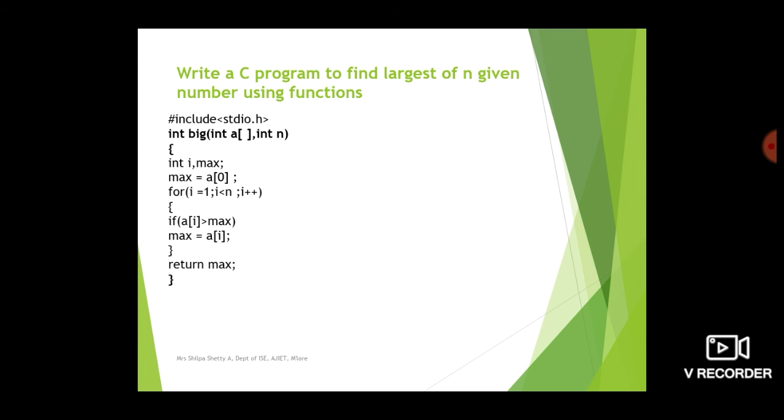max is equal to a of 0. Then let us see which is the smallest element. For i is equal to 1, i less than n, i plus plus: if a of i is greater than max, then max is equal to a of i. So initially we will take the first element as the largest element. Later this element we will compare with the remaining elements of the array.